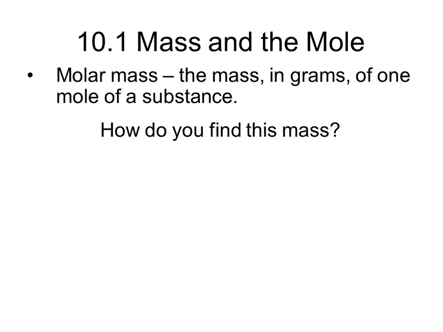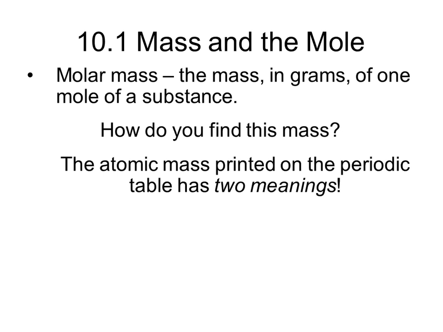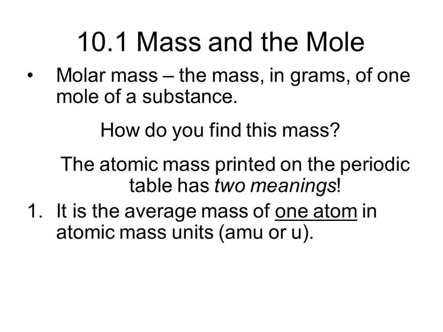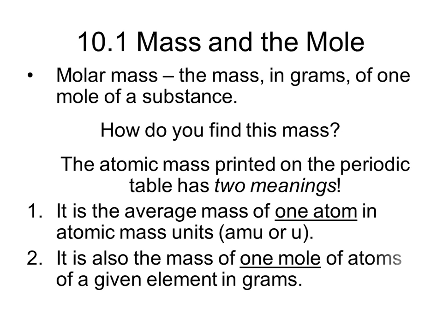Now how do we find this? Well, that's why I asked you to go to your periodic table. The atomic mass printed on the periodic table really has two meanings. One, it's the average mass of one atom in atomic mass units, which we talked about back in first semester. And two, it's what we are using today. It's also the mass of 1 mole of atoms of a given element in grams.